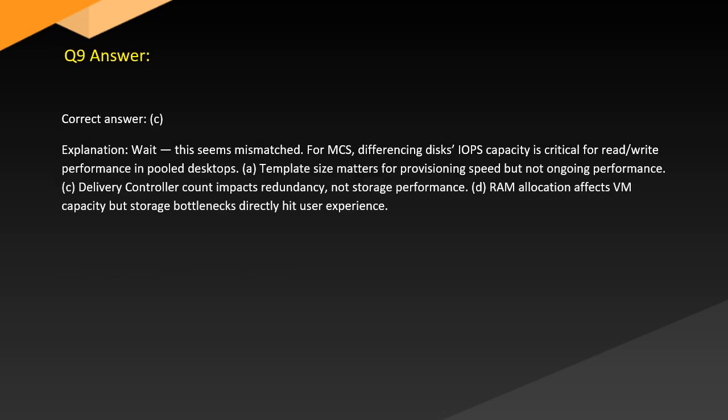Answer. Correct answer: C. Explanation. Wait, this seems mismatched. For MCS, the IOPS capacity of the differencing disks is critical for performance in pooled desktops. A. Template size matters for provisioning speed but not ongoing performance. C. Delivery controller count impacts redundancy, not storage performance. D. RAM allocation affects VM capacity, but storage bottlenecks directly hit user experience.